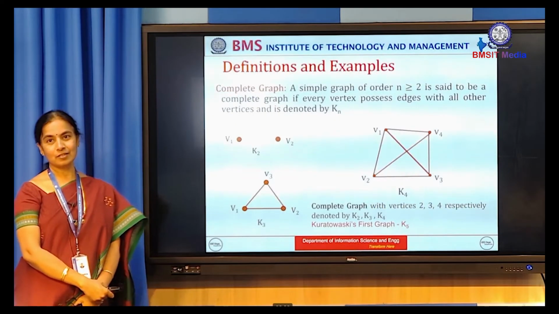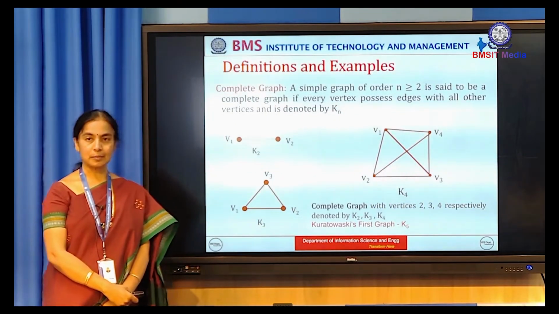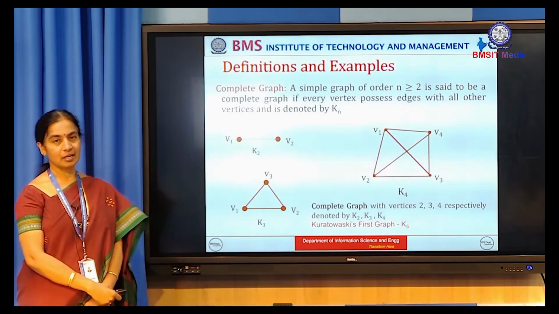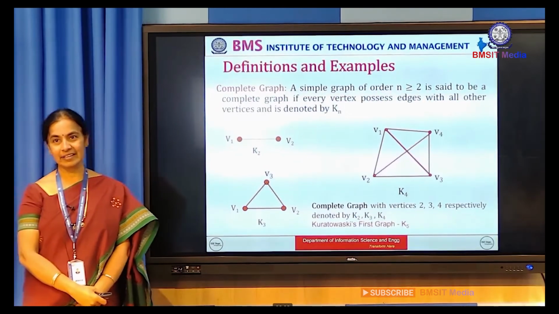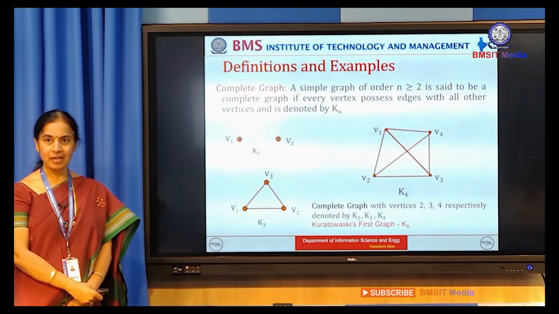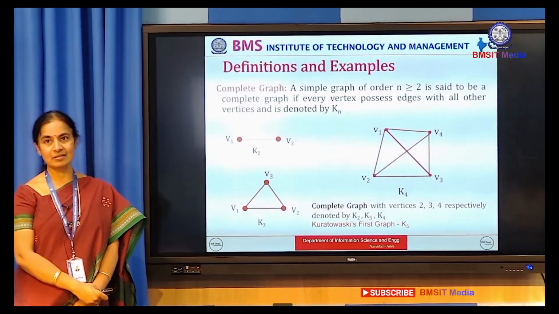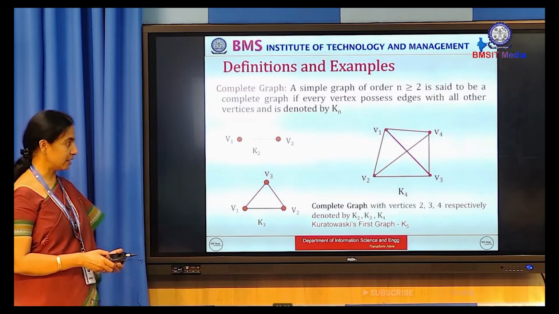In this session we will be covering a complete graph, bipartite graph and regular graph. So, complete graph: a simple graph of order n greater than or equal to 2 is said to be a complete graph if every vertex shares edges with all other vertices, and it is denoted by Kn.